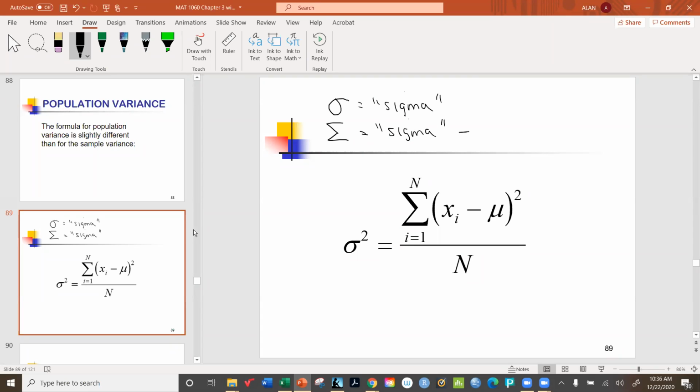Because this is the uppercase version, and this is the lowercase. Just like we've got these two letters in the Roman alphabet, they're both A, but one is upper and one is lower. The same thing happens in the Greek alphabet.